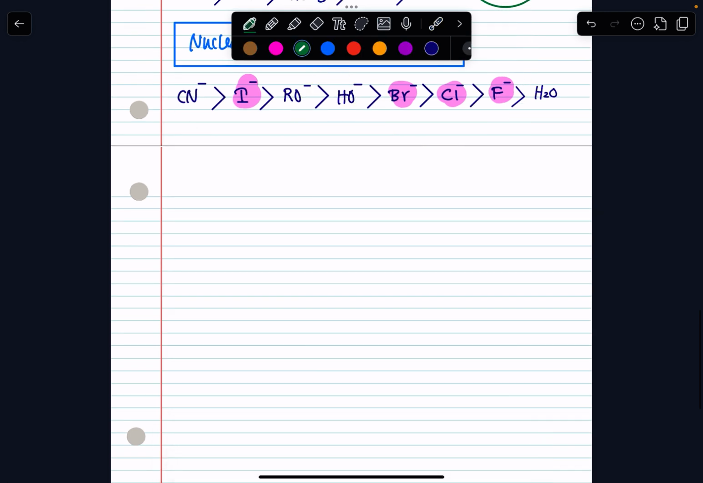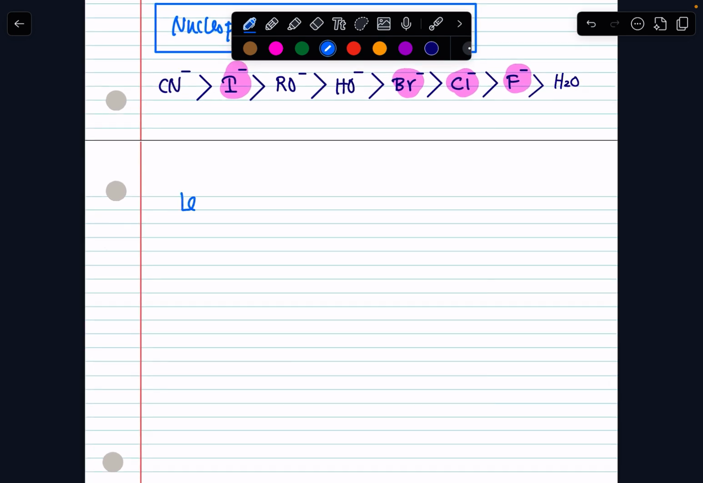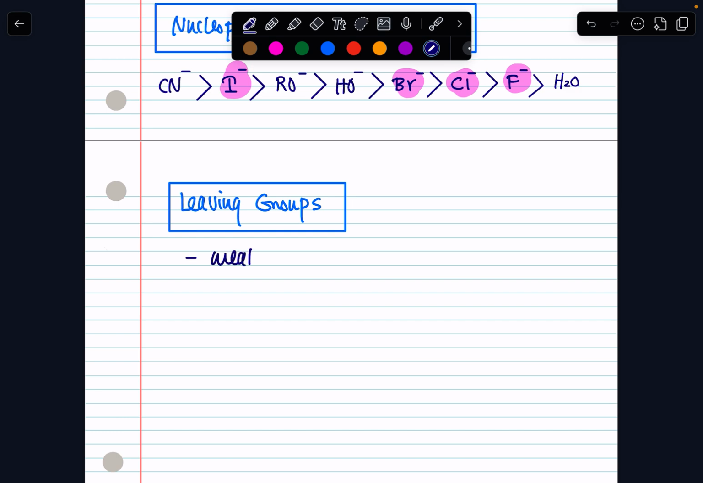But it's not just the nucleophile that you have to worry about, it's also the strength of the leaving group. So when you're assessing leaving groups, what are you trying to look at? Well, first of all, weak bases are best. So weak bases make excellent LGs, or leaving groups, okay?